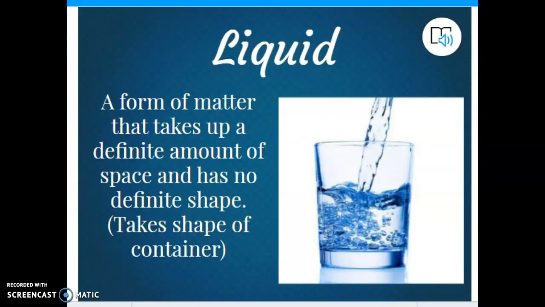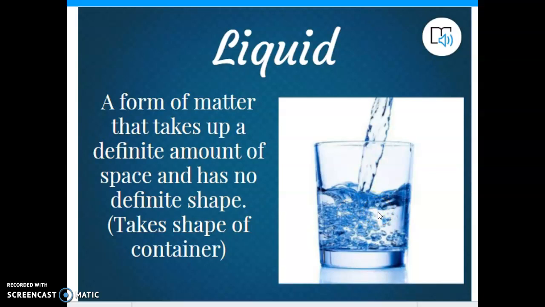Liquids. That is a form of matter that takes up a definite amount of space but has no definite shape. It takes the shape of its container. And we're looking at liquid water here being poured into a glass. Whatever container it was in, the water had the shape of that. Now it's going to take the shape of this glass. If we spill it onto the floor, we remember that it takes the shape of the floor. It kind of comes flat and spread out all over the place.